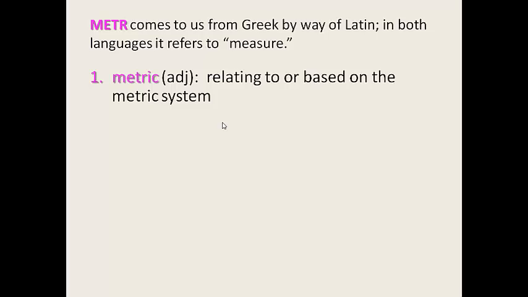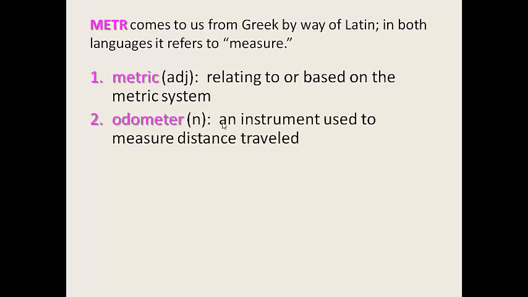Many Americans now are beginning to become accustomed to the metric units, such as liter, milligram, and kilometer. Our second term is odometer. It's a noun, an instrument used to measure distance traveled. Probably the most common use of odometer is the odometer in automobiles, that you set to 0, then you start on a trip, and it tracks the distance you've covered.